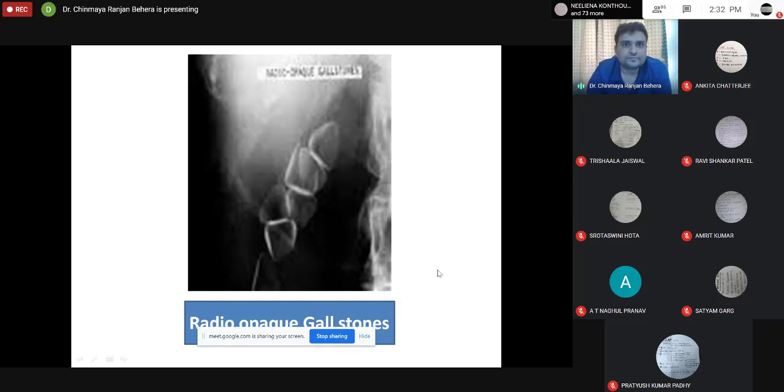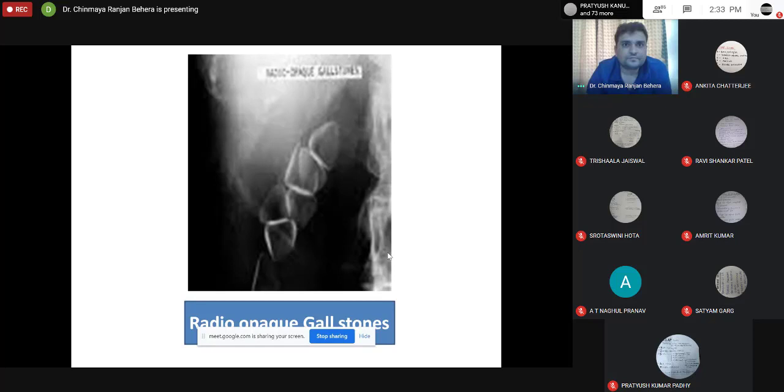Now what you see here are radio opaque densities in the abdomen. Multiple radio opaque densities in the abdomen. Basically the full view is not there, so it is very difficult to say, but this is on the right side, just lateral to the vertebra. So on the right side lateral to the vertebra, radio opaque stones are seen. That means it is either a gallstone or a renal stone.